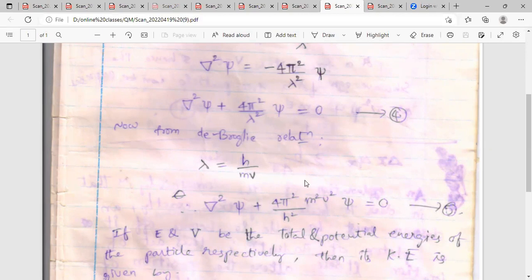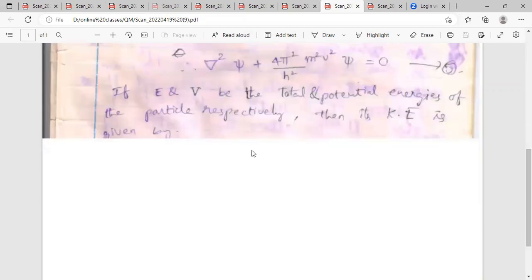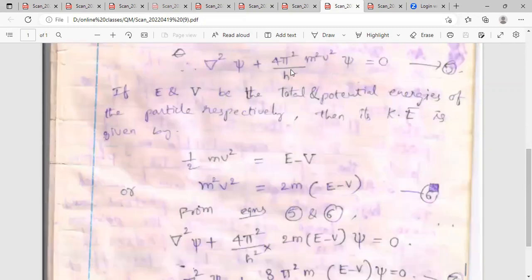So wherever lambda is there, you substitute h by mv. So in del square psi plus 4 pi square by lambda square psi, for lambda square you write h square by m square v square. If you simplify it, what do you get? Del square psi plus 4 pi square by h square into m square v square psi is equal to 0.